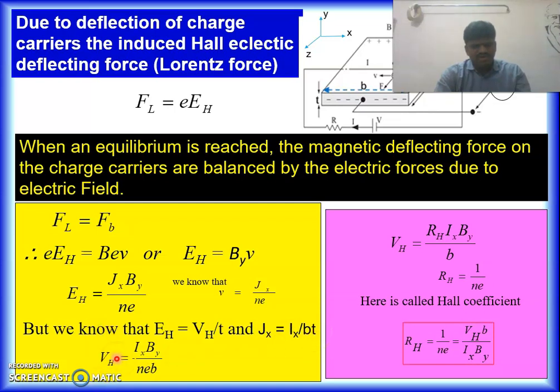Therefore, we can write VH is equal to Ix B by NeD. By substituting this value in this equation, we will get this equation, where VH we can write as RH Ix B by D, where RH is nothing but the Hall coefficient. Therefore, the Hall coefficient we can write as RH is equal to 1 by Ne is equal to VH D by Ix B. So this is the Hall coefficient, a constant for a particular material, which indicates how much Hall effect is there in that material.